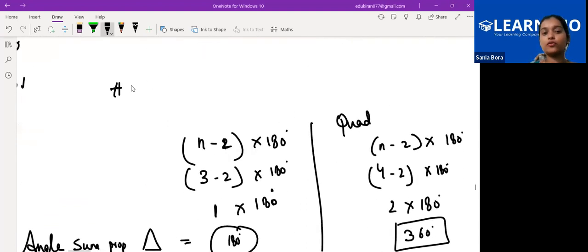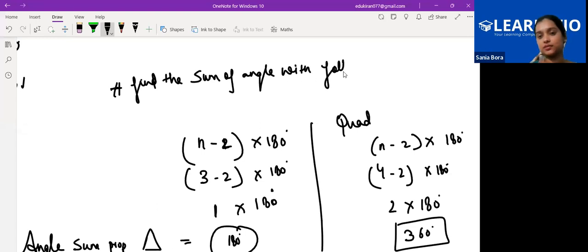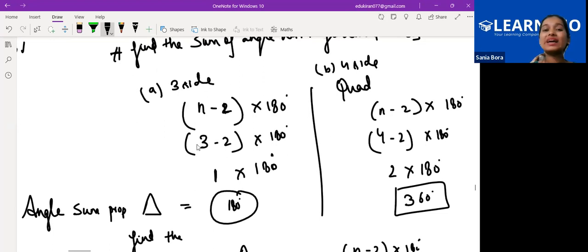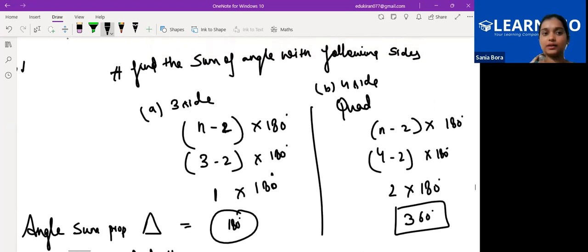Then write the heading: Find the sum of interior angles with the following sides. Then just write A, with 3 sides, and write B, with 4 sides. So what you have to do in this is basically find the sum of angles, right?